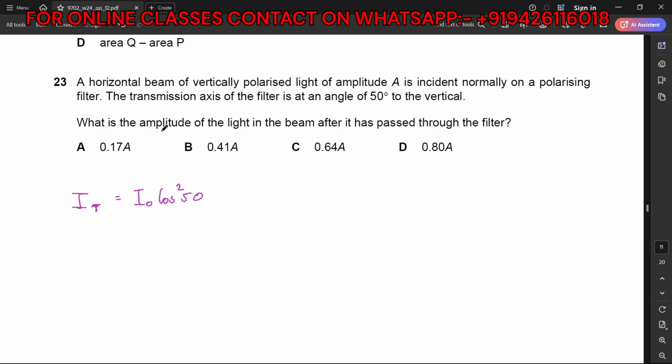Now it says, what is the amplitude of the light in the beam after it has passed through the filter. So over here, we know that when the value of intensity was I naught, at that time the value of amplitude was A, and we know that I is equal to K A square. That is, intensity is proportional to A square. So removing the proportionality sign, I have the constant of proportionality, K. And I know that I naught by A square will always be equal to that constant. So when the intensity before passing through the polarizer or the filter was I naught, and after passing through the polarizer it's going to be IT, and IT is given by this particular value. Now the question is, what will be the amplitude for IT given that for I naught it was A square?